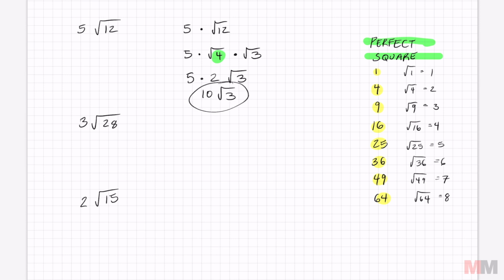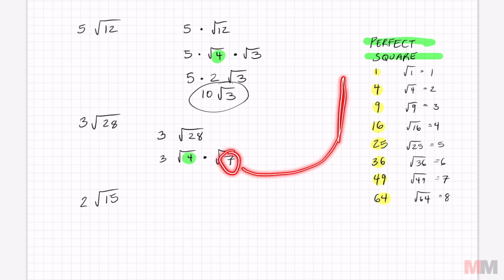Hopefully you're getting this by now. We're going to go a little faster. So 3 on the side, square root of 28. Let's break down 28. What can I divide into 28? Just look over here. 7, 14, 21, 28. 28 divided by 4 equals 7. So let's split those up. 3 I'm going to leave alone, but square root of 28 I can write as square root of 4 times square root of 7. There's my perfect square. Take a look at the 7, and I don't think you can divide it by any of these perfect squares evenly. So from here, we just simplify. 3 times 2 square root of 7, which equals 6 root 7.